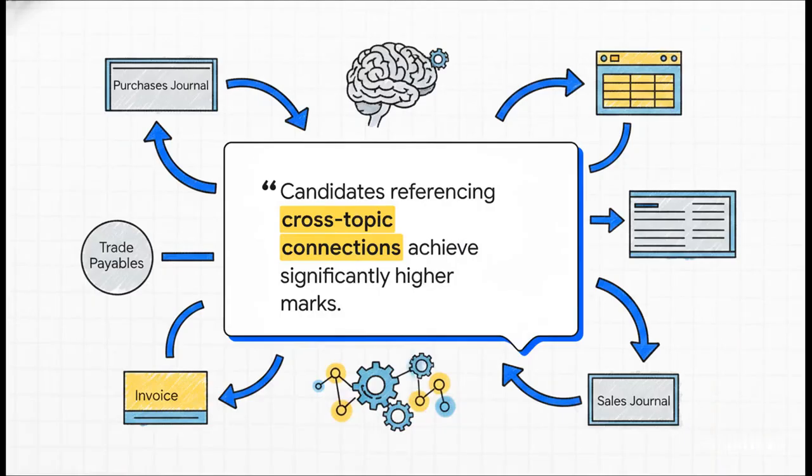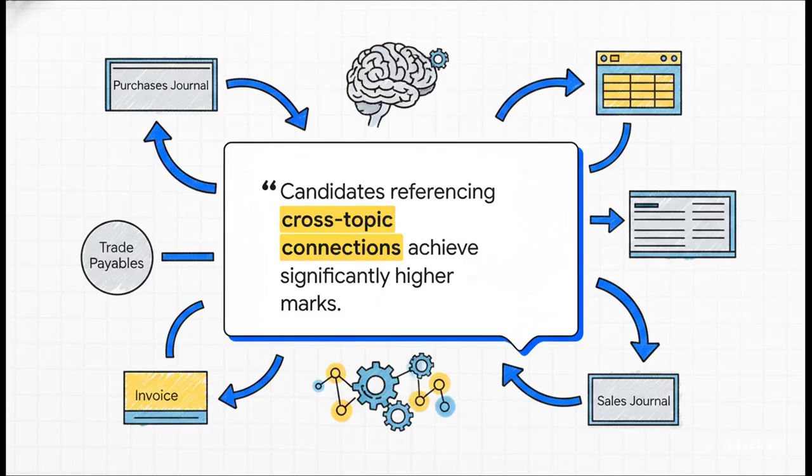Now look at this quote straight from the Principal Examiner report. It's a massive breakthrough strategy. Candidates referencing cross-topic connections achieve significantly higher marks. Alex, what's the generic student approach here? Well, Coach, most students just treat it as a standalone chore, right? Just copying numbers from an invoice directly into a sales journal. Exactly, Alex. But the elite candidate? They don't just see isolated tasks. They see a web of causal relationships.